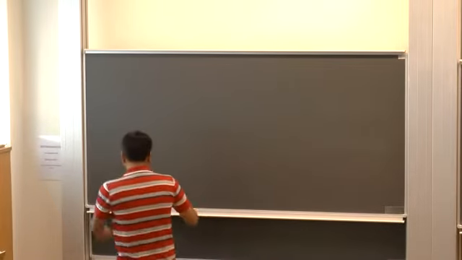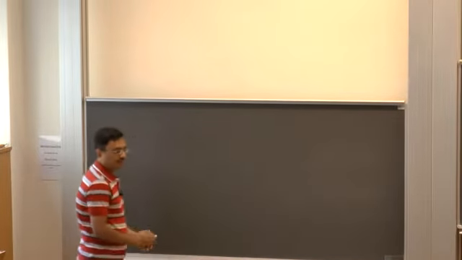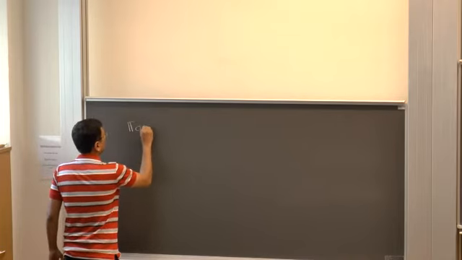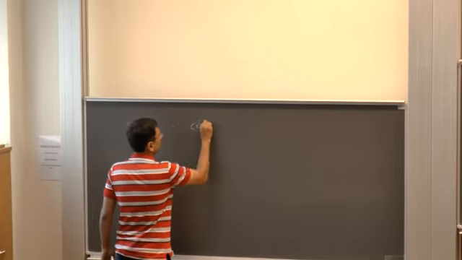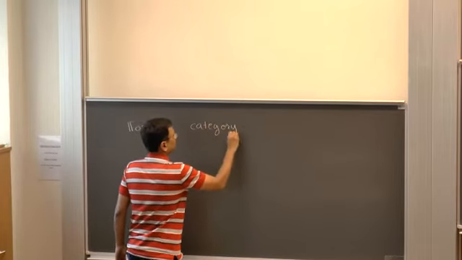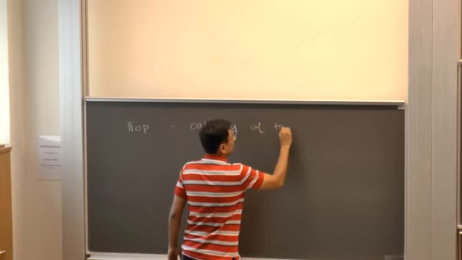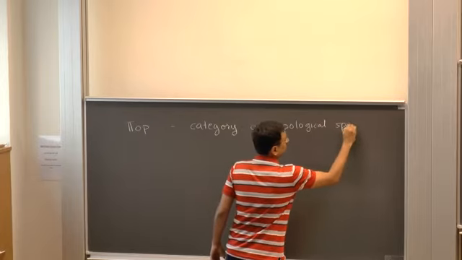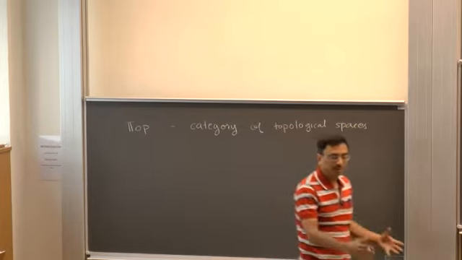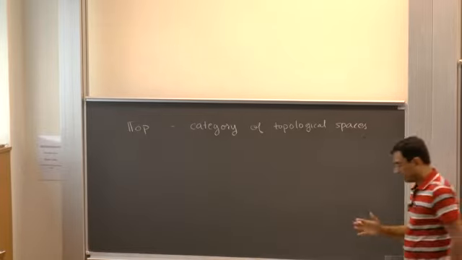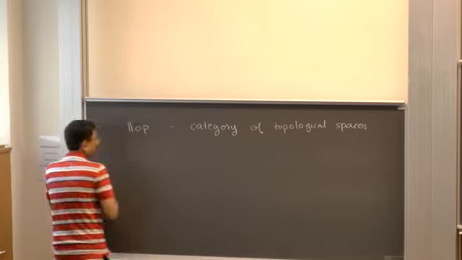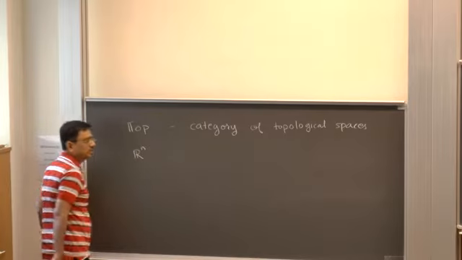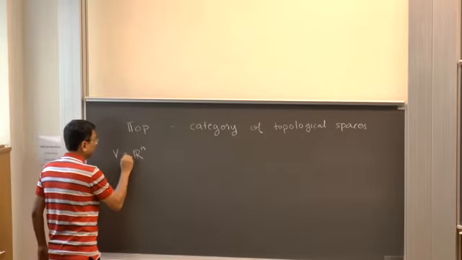So let me start with the category of topological spaces. Objects are topological spaces, and morphisms between two topological spaces are continuous maps. So I look at, say, R^n, the n-dimensional Euclidean space. Let me just call this V.